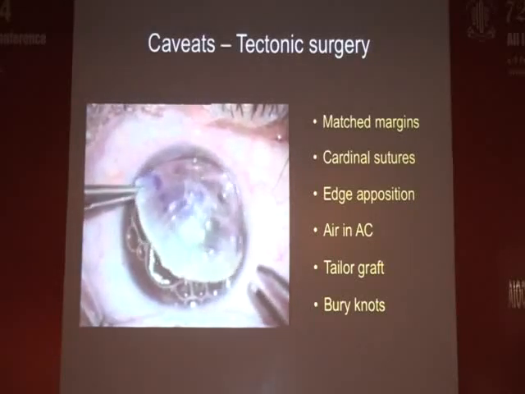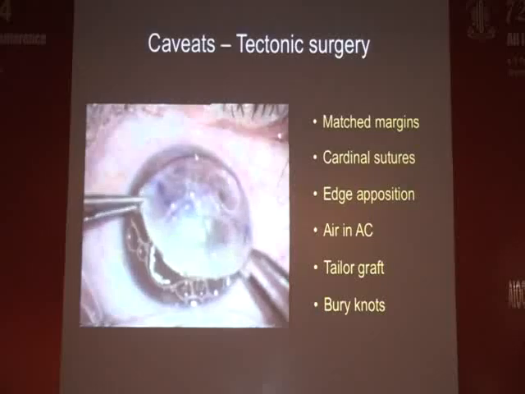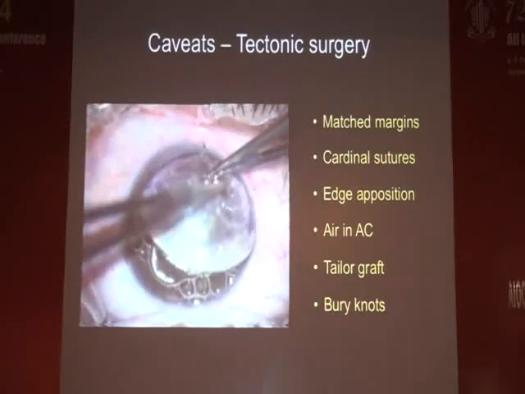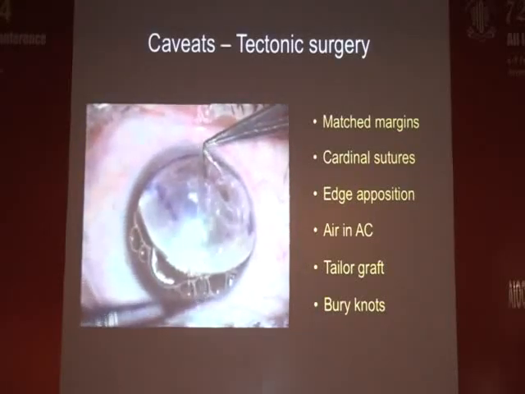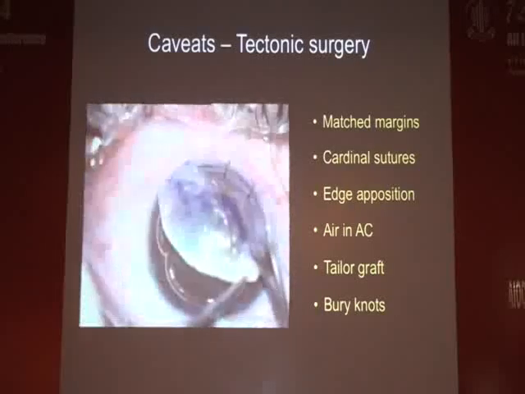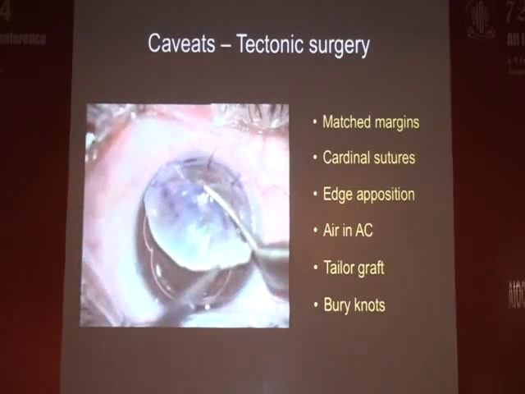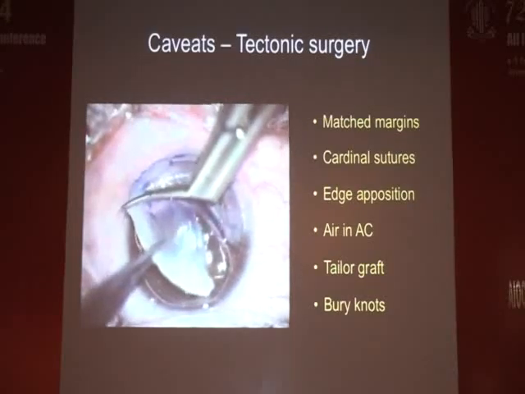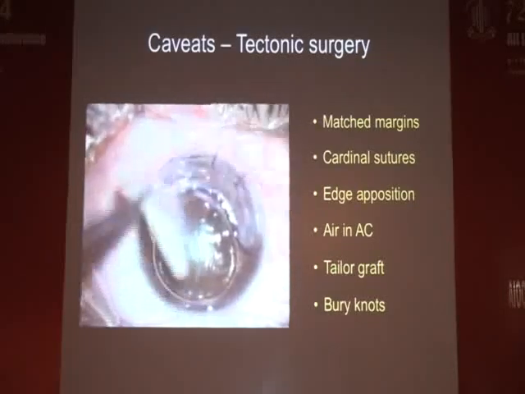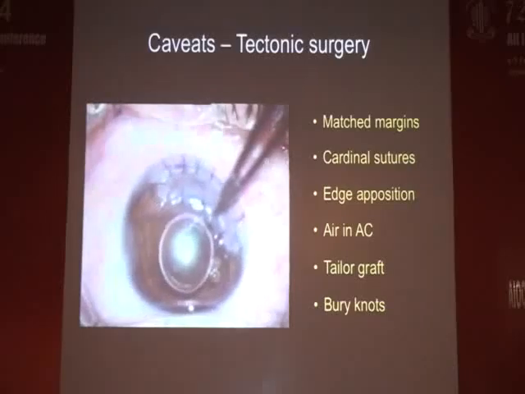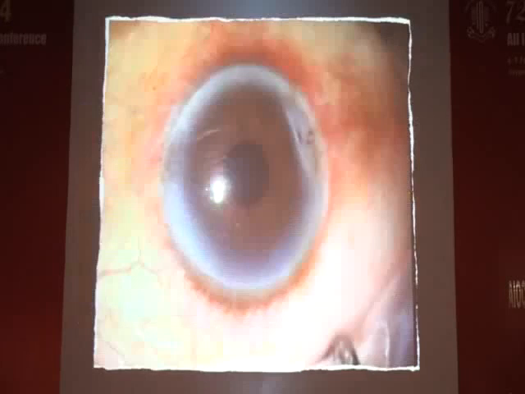You can put in a few cardinal sutures to keep the rest of the graft in place, and you can then tailor the graft into place. That's relatively simple because you have your marks, and you do all this with some air in the anterior chamber to give you a shape to the cornea. Otherwise your graft will end up being too flat on the cornea. You finally bury the knots, and that's basically the principles of the procedure.